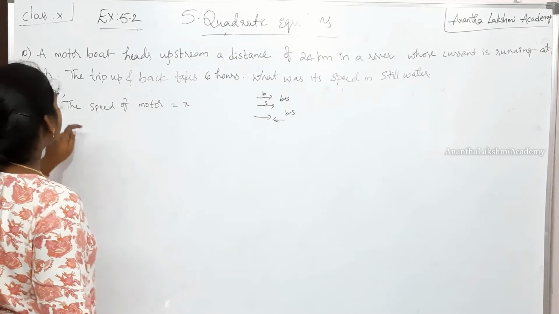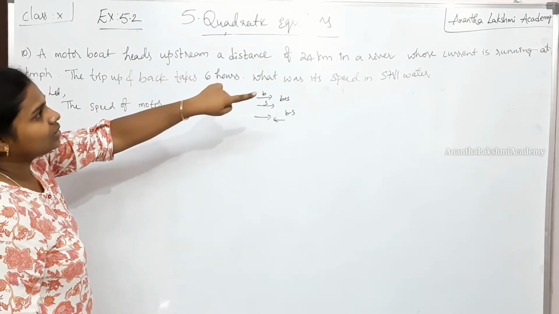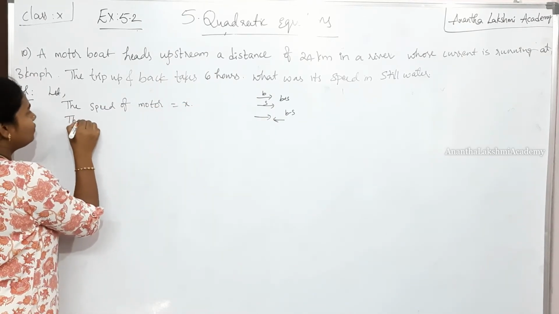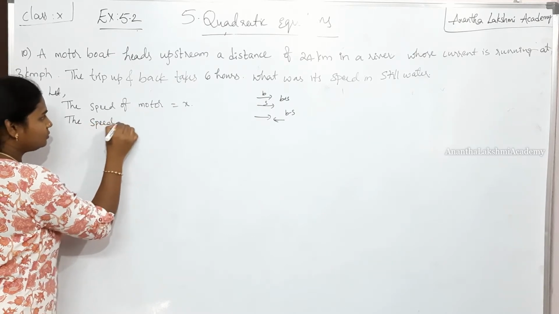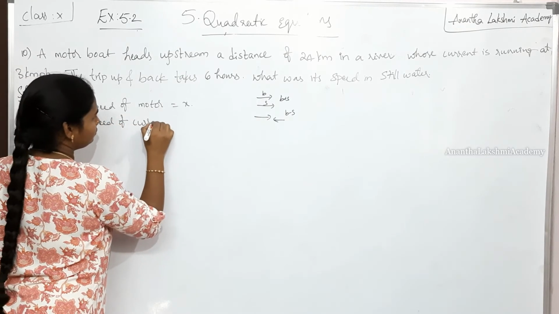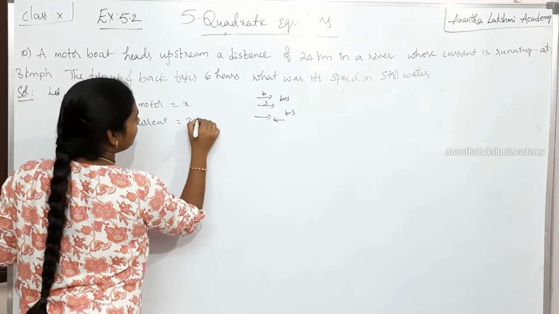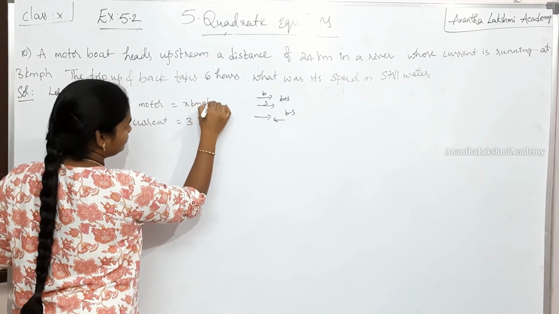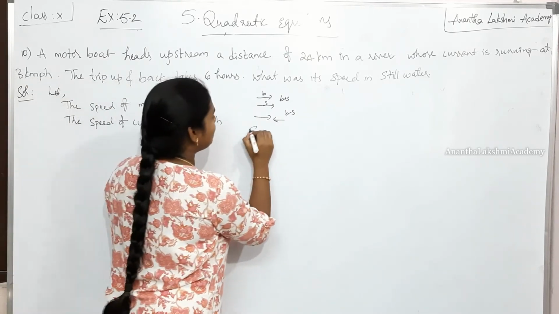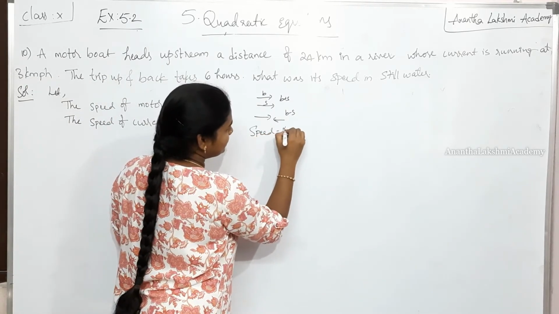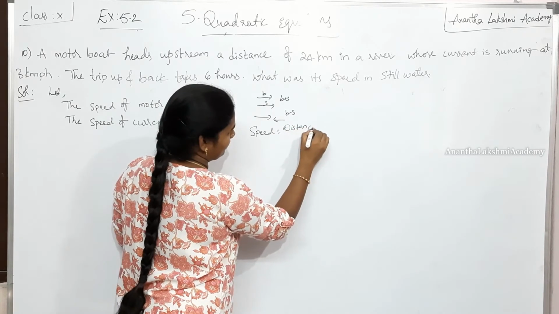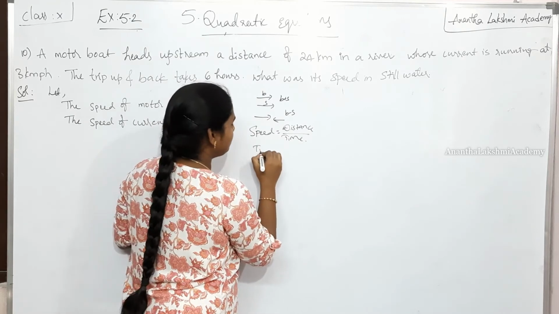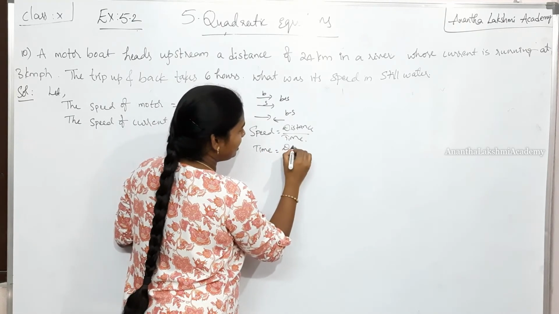Alright, now what else is given? Whose current is running at 3 kilometers per hour. The speed of current is equal to 3 kilometers per hour. This is x kilometers per hour. We know the formula of speed, no? Speed is equal to distance by time. From this, since for us 6 hours time is given, let us try solving. Time is equal to distance by speed.